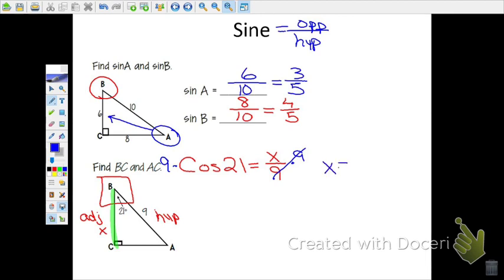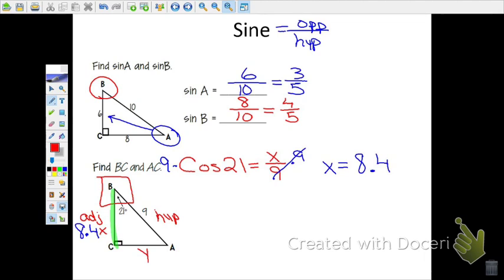So x is equal to what? 8.4. Tenth is one number after the decimal, so 8.4 would be the length of this side. Now they also want us to find side AC. So I'm going to call that one Y.